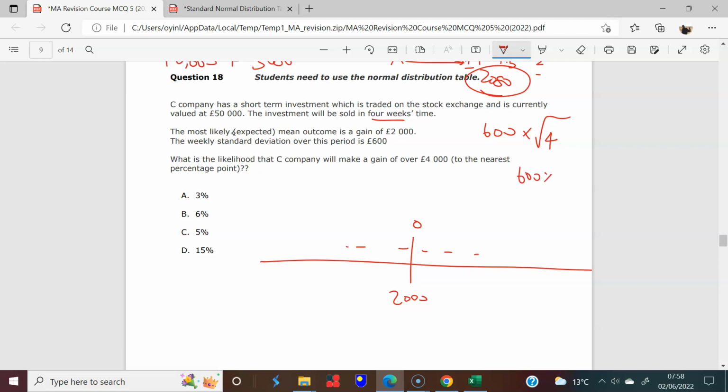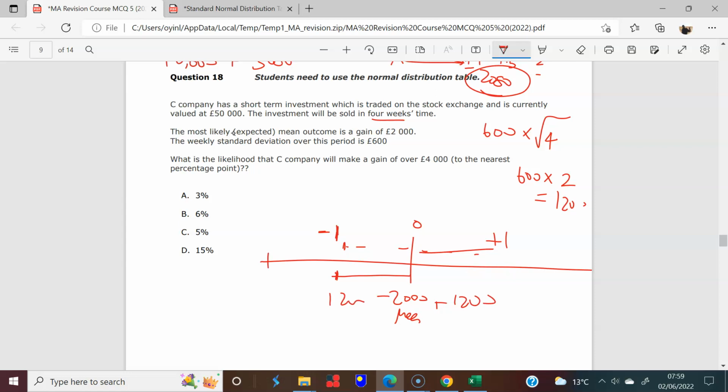You can see they've made this quite nice because the square root of 4 is 2. So you have deviations of 1,200. We're saying that you can lose 1,200 in one standard deviation, and that's a z-score of minus 1. Or you could gain 1,200 on top of what the mean is. This is the mean, the starting point. So we add on the 1,200 or take off the 1,200 depending on where we're going.